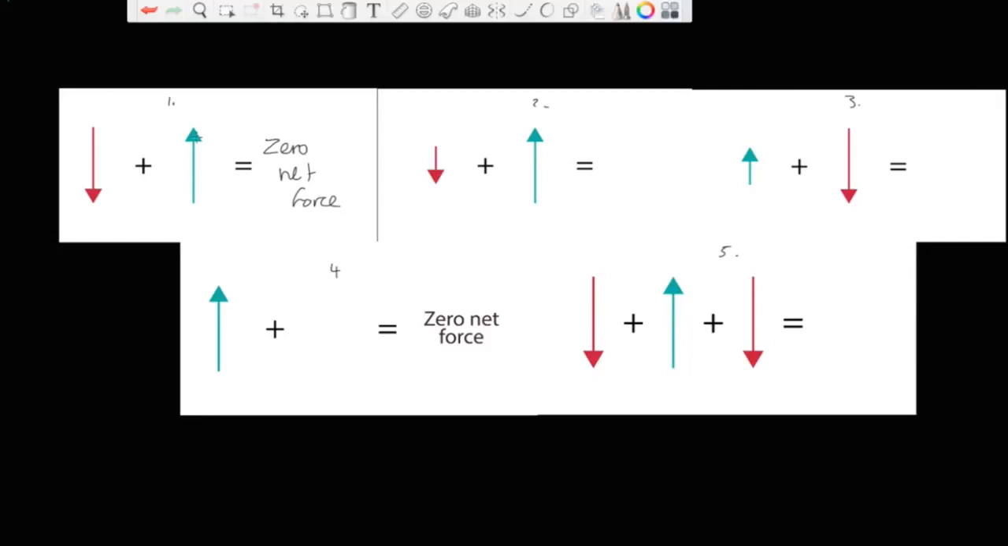This is going to be a state of inertia, or in the form of stillness or constant velocity. What are we going to have in this example? Well, a slightly bigger up arrow and a slightly smaller down arrow. We're going to end up with a small up arrow. That's going to be the product, or the sum, of this equation. Let's have a look at this one. Smaller up green arrow, a bigger down red arrow. But of course, we're going to get a small down red arrow as an answer to that.